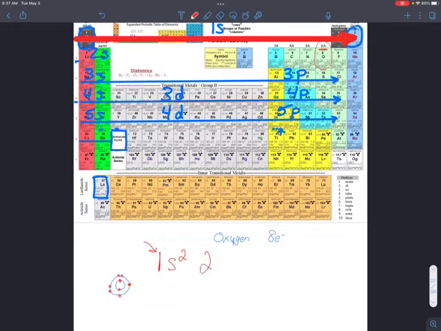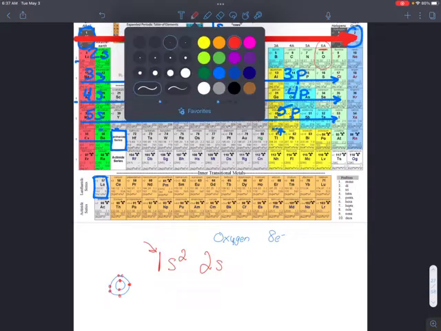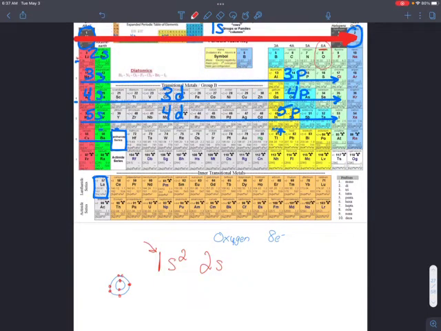You have 2s. That would be, if we're filling this in, 2s, and then we're going to come across until we get to right here. In that 2s, you have 2 boxes, and we're going to do more of this electron configuration in just a little bit here.